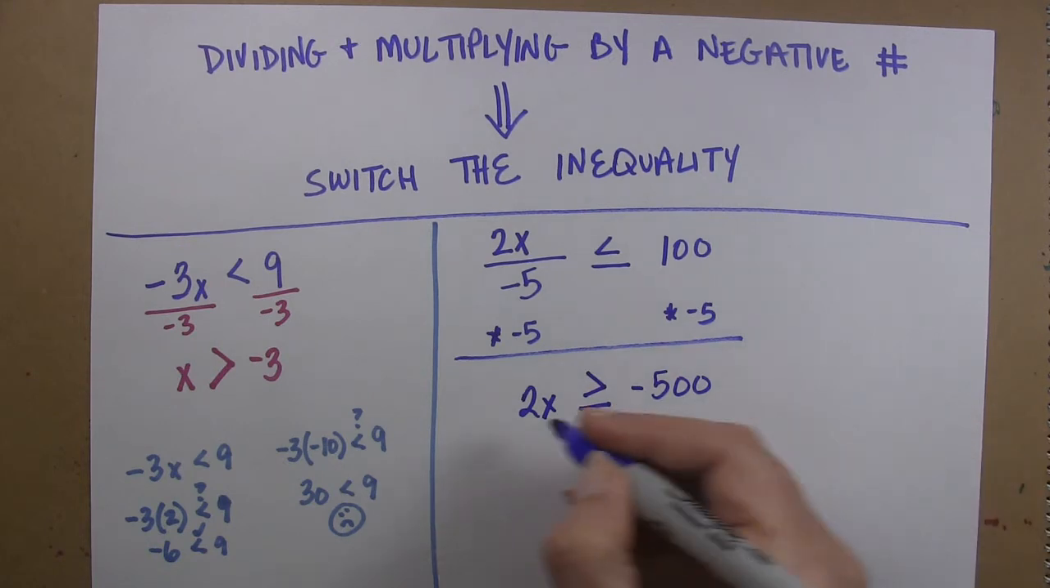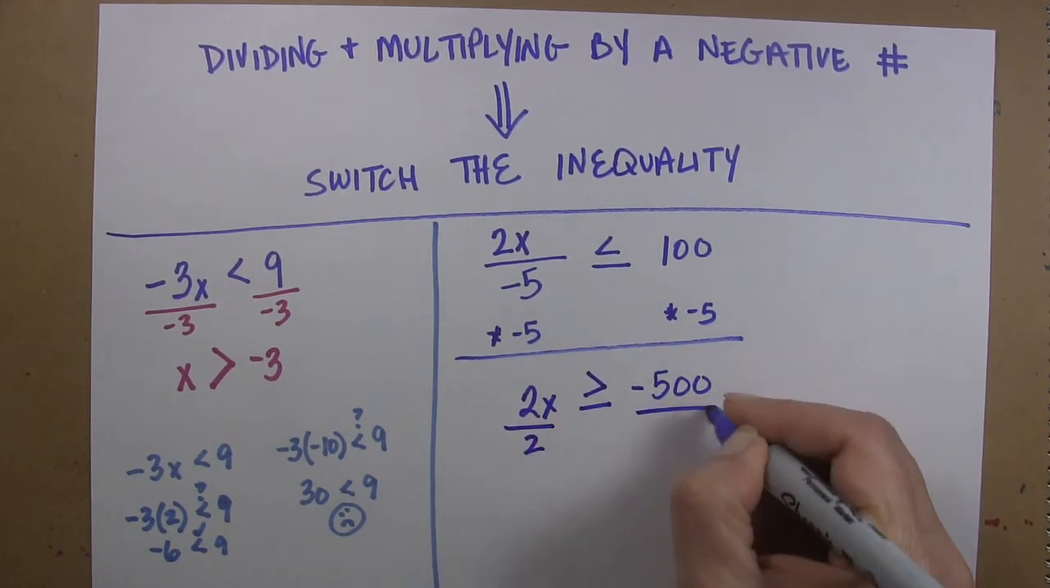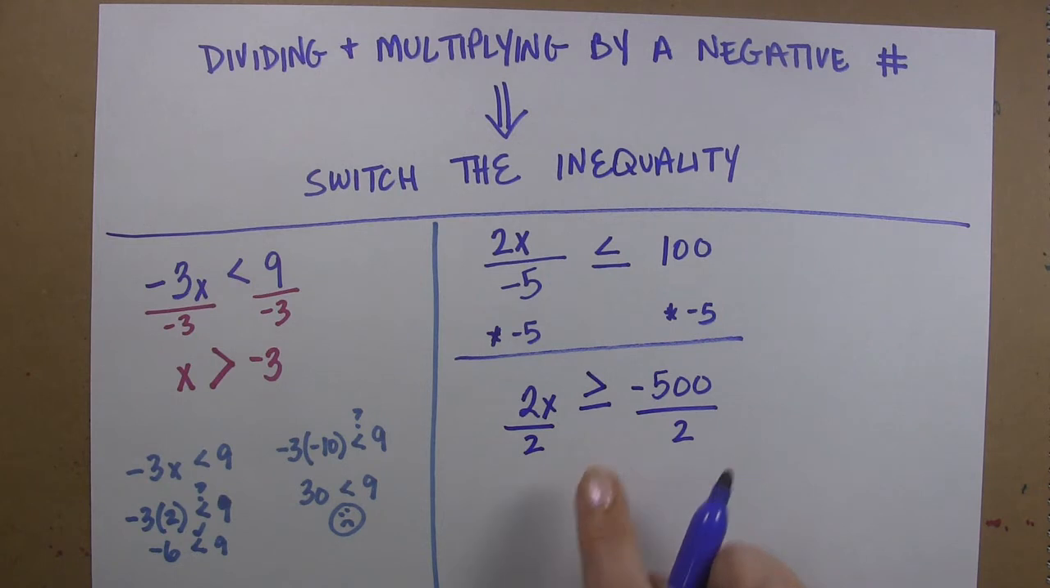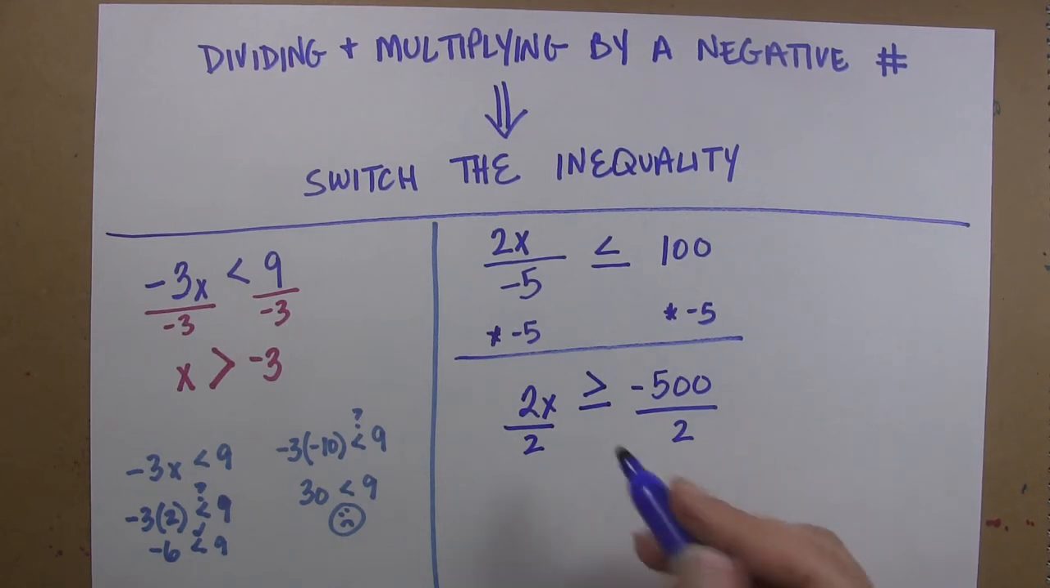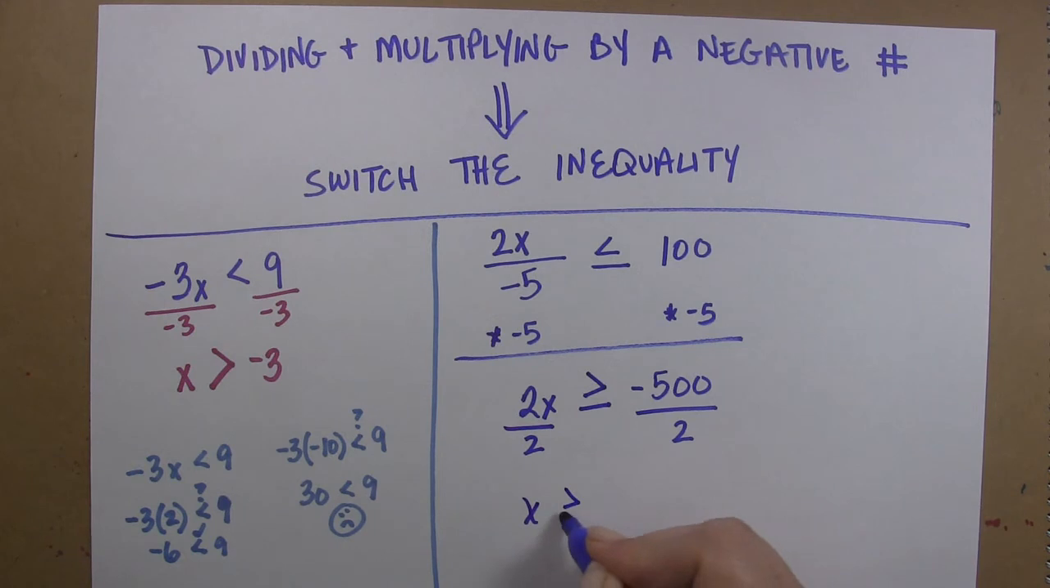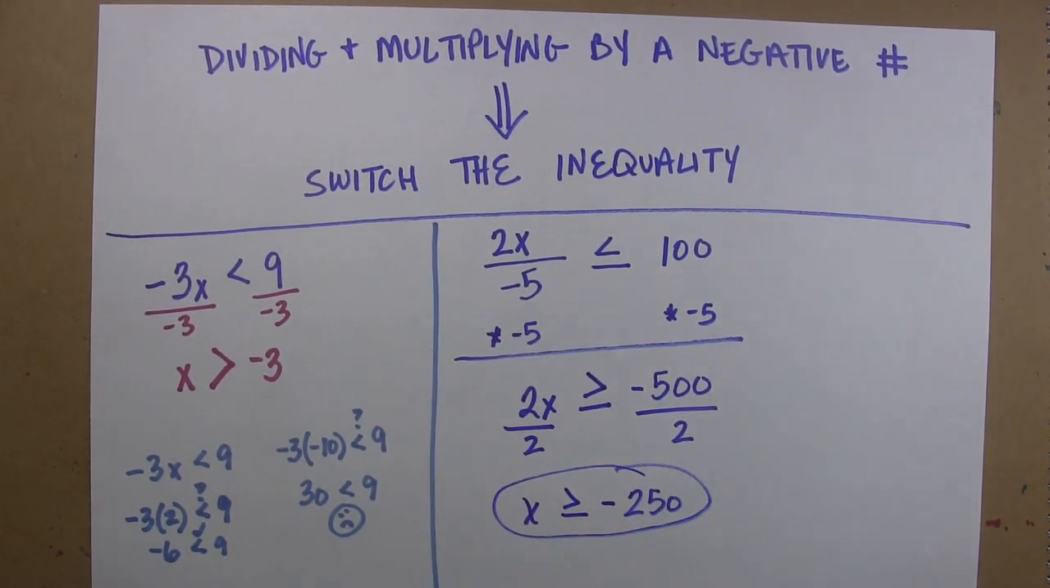Okay, what do we do next? We divide by 2. Do we flip our sign? No. Why? Because we're dividing by a +2. We only flip our sign if we're multiplying or dividing by a negative number. So this is going to be x is greater than or equal to -250. That is the only tricky thing about inequalities. Otherwise, you just solve like normal.